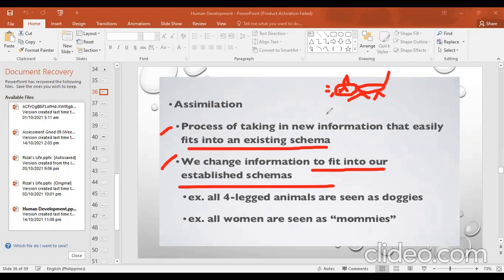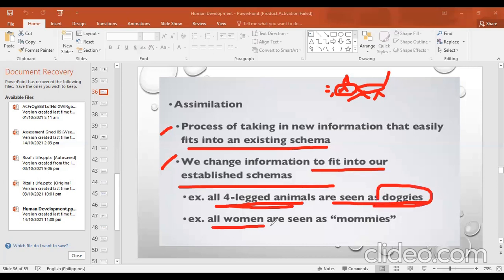We add new information in order to teach the child what that thing or object is. Okay? Another example: all four-legged animals are seen as doggies. At first, we have a schema of four-legged animals, and then we add another piece of information, doggies.